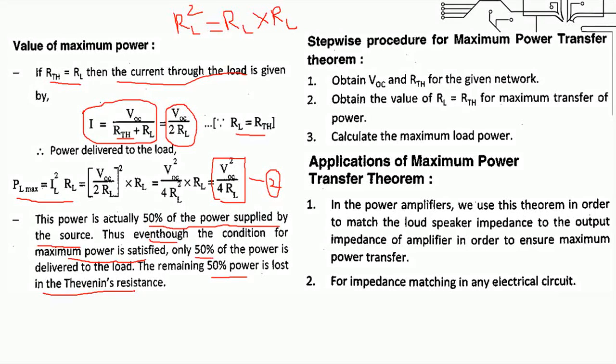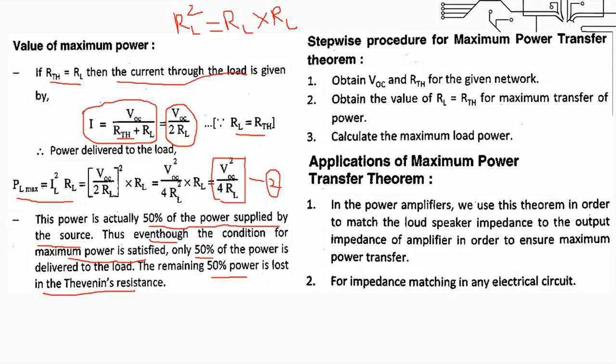Then obtain the value of RL equal to RTH for maximum transfer of power. We have to check whether your load resistance RL has a value equal to the Thevenin's resistance. Then and only then is maximum power transfer possible. After checking this condition, we have to calculate the maximum power at the load resistance. These are the three simple steps to solve the MPT. The first step we have already learnt in Thevenin's theorem, so we can find the open circuit voltage and Thevenin's resistance. So this was the stepwise procedure.